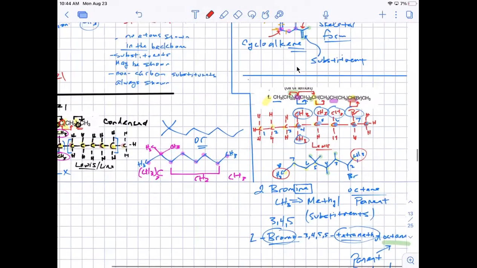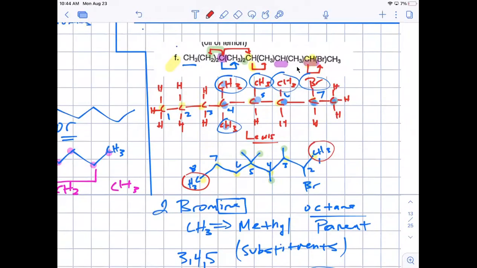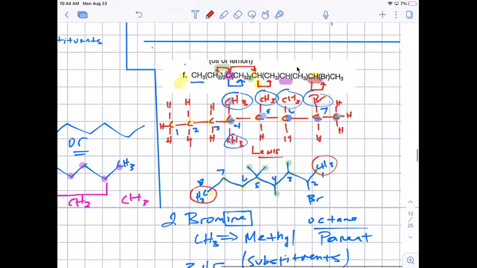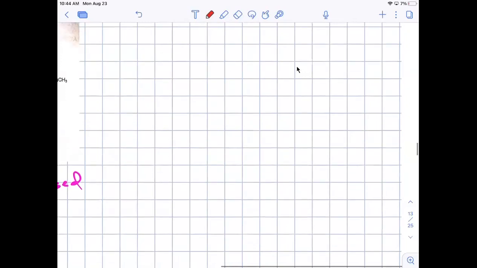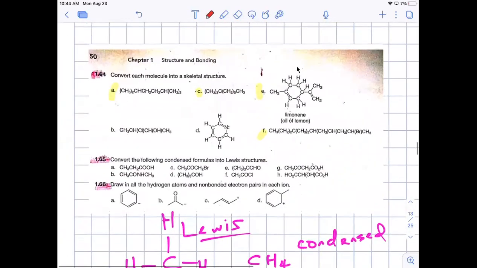All right, any questions about that example? So we went from condensed to Lewis to skeletal. Is that right? I want you to try one on your own to do the same exact thing. Go from condensed to Lewis to skeletal. And if you do it today and get stuck, you can ask about it on Wednesday.